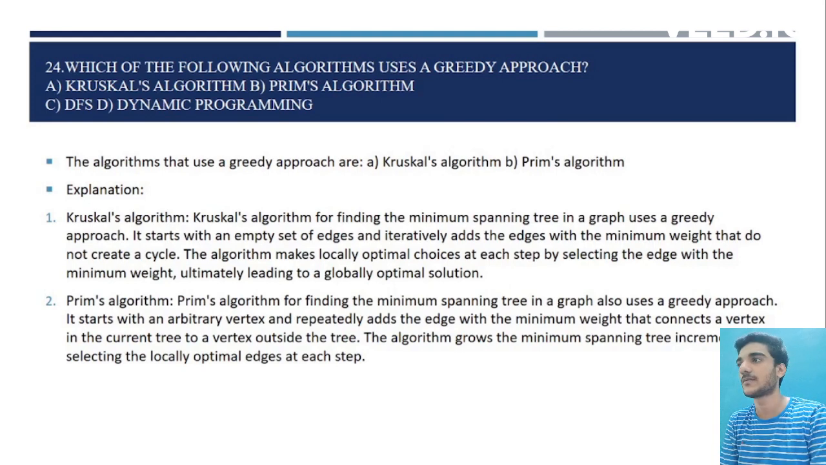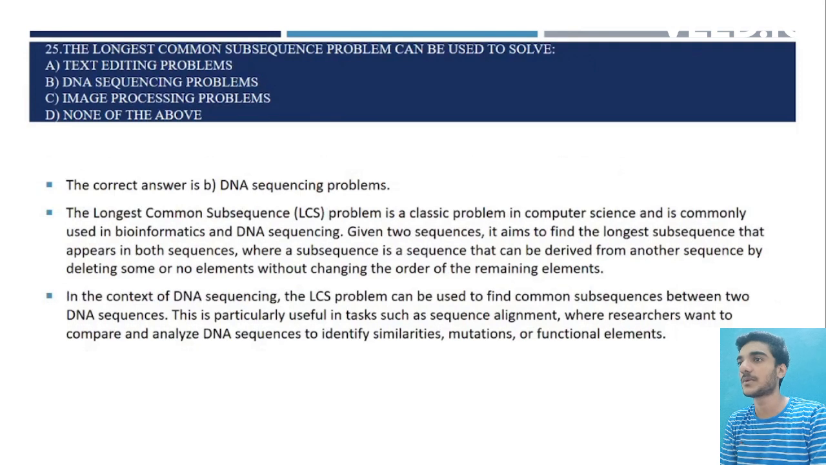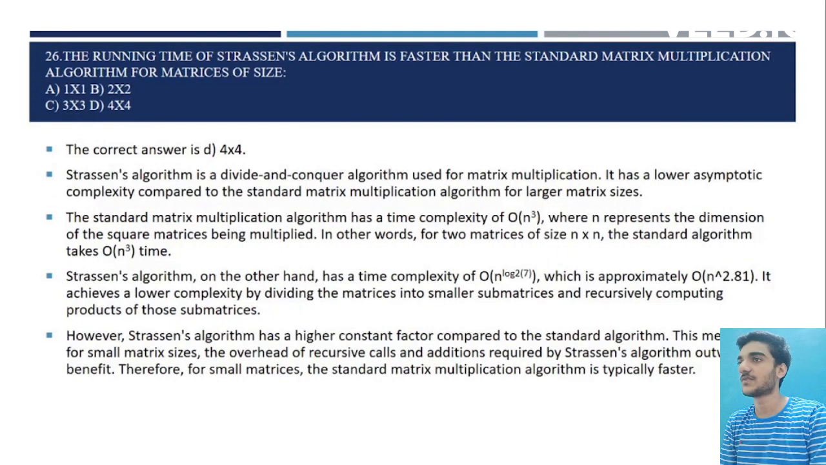of an undirected graph. The longest common subsequence problem can be solved using option B, DNA sequencing problem, which is used to match the genomes of two organisms, can be solved using longest common subsequence problem. The running time of Strassen's is faster than the standard matrix multiplication algorithm for matrices of size. The correct option is D, 4 by 4.